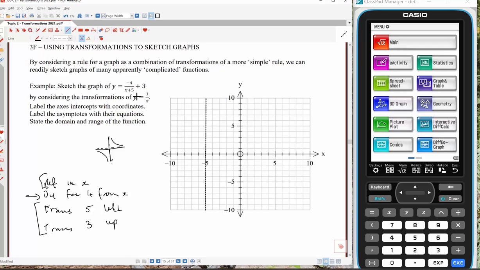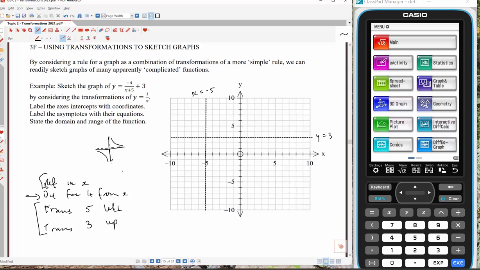And 3 up will translate the horizontal asymptote 3 units up. So instead of being at y equals 0, it's going to be at y equals 3. Let's label those asymptotes. So that is x is equal to -5 and y is equal to 3. This negative means that typically the hyperbola would go there and there. So this part there will be reflected to be down here, and this part which would be here will be up here.